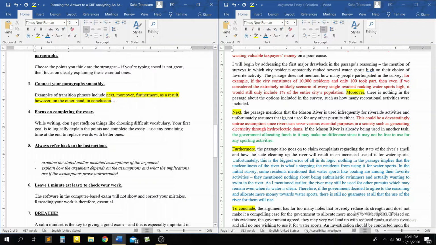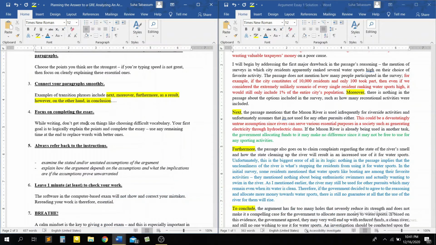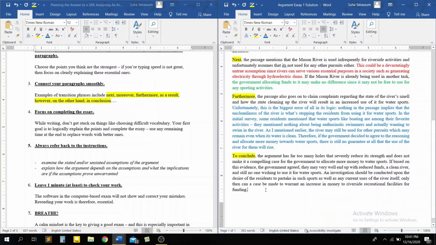Next, do not get stuck on trivial things like using very hard vocabulary. The main goal of your essay is that you complete it. Okay, I mentioned before and I'm going to mention it again: in the GRE essay, length really matters. The bigger your essay is, if it's logical, then a bigger essay will get you more marks.